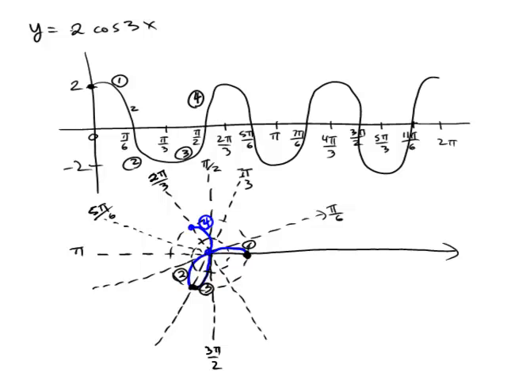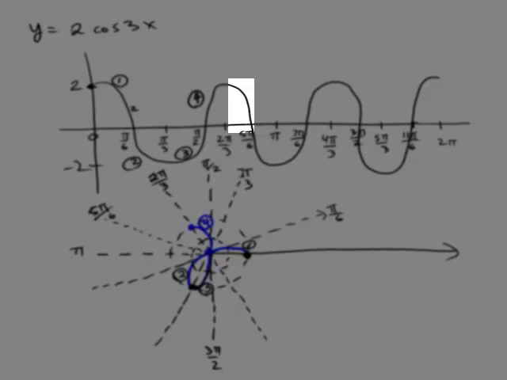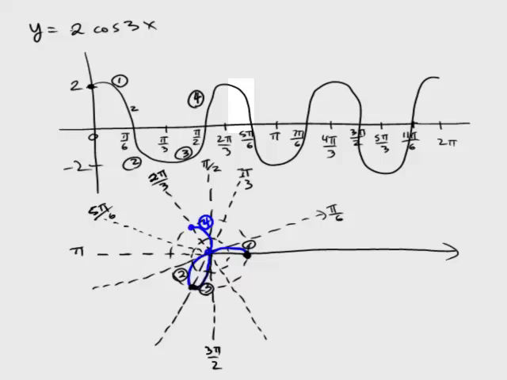All right. And then what happens from 2 pi over 3 to 5 pi over 6? Well, here's 5 pi over 6, so in between here and here, r goes from 2 now back to 0. So from here back to the pole. Okay, so that's going to be 5.